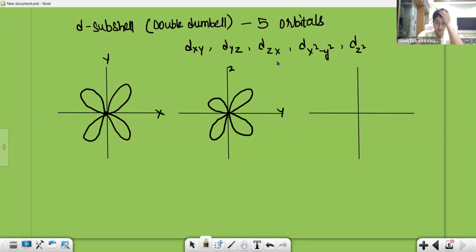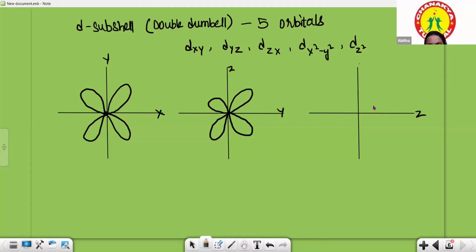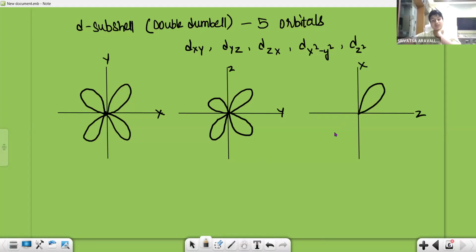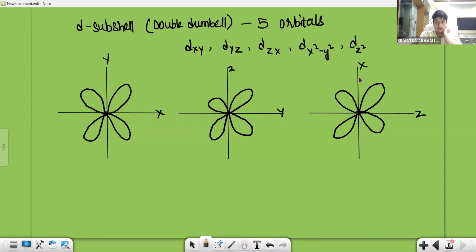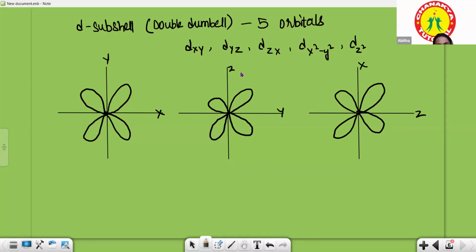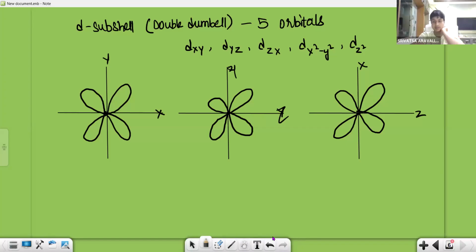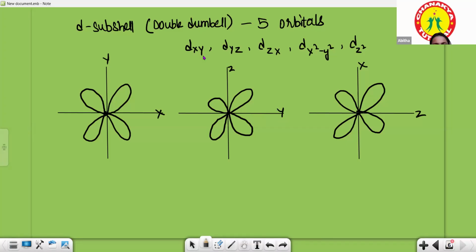For X it'll be like this, and then for Y like that, and then for Z, it'll be for zx. So X and Y will be in between, Z will be in the right side. You can show any manner, y, z, it doesn't matter, but it will come from the reverse, X, Y, Z. See the difference. This is our dxy, this is our dyz, and this is our dzx.